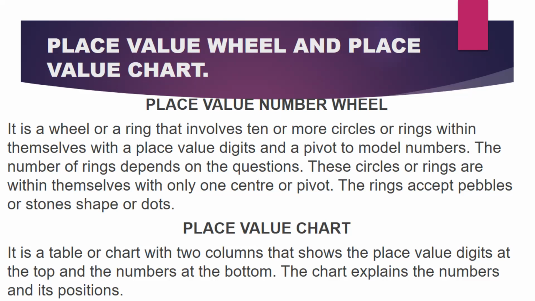So always, if you want to construct or model a number using the place value wheel, the rings that you need to draw depend on the question that will be stated for you. These circles or rings are within themselves with only one center or pivot. The rings are set with pebbles, stones, shapes, or dots. The rings do not accept numbers. They only accept stones or dots.